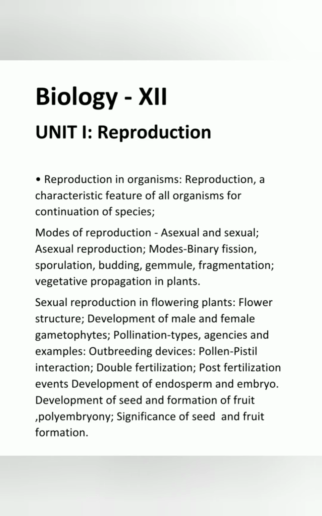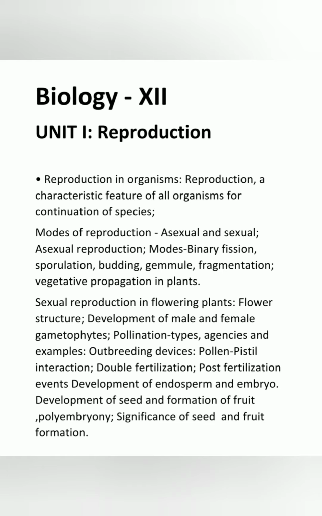Now, syllabus from Standard 12th. Unit 1 include reproduction, reproduction in organism, characteristic features of all organism for continuation of species, mode of reproduction, sexual and asexual. Asexual reproduction include modes like binary fission, sporulation, budding, gemmule, fragmentation, vegetative propagation in plants.